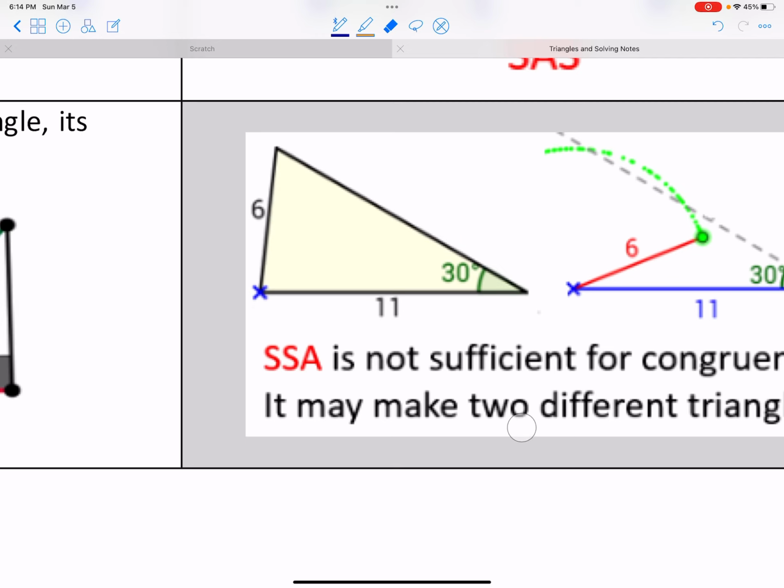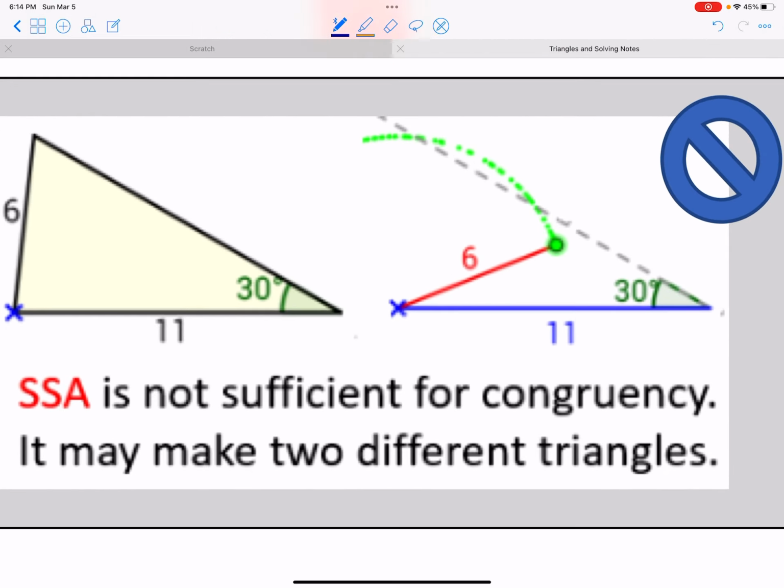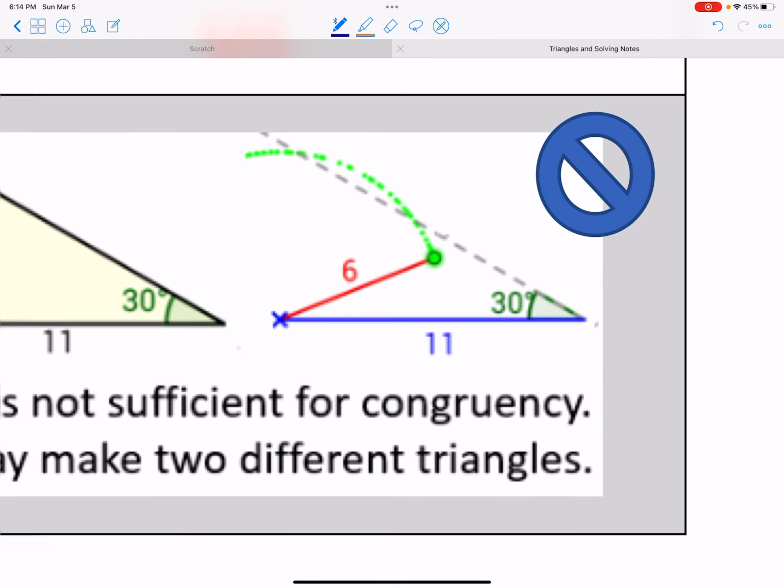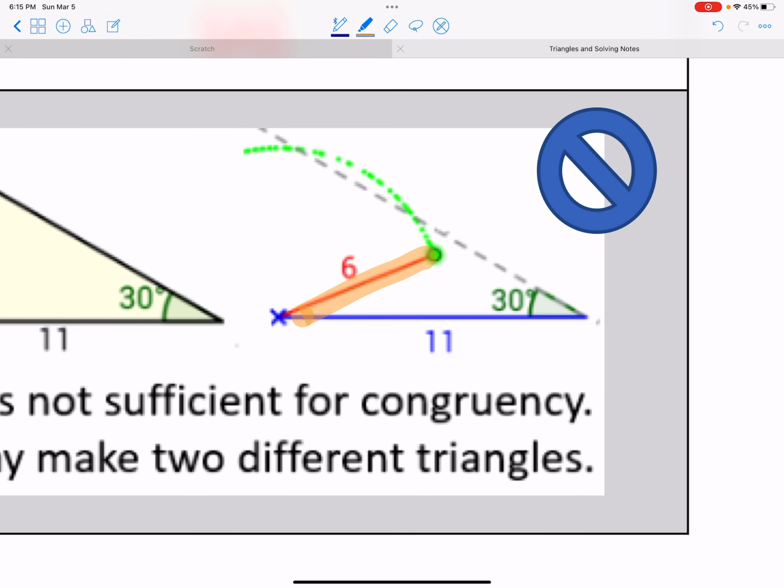That's not going to be sufficient for congruence because 2 triangles could actually be created. So for example, and I put 2 pictures in here, but really this is the one I want to show you. If you have a side, let's say your side length is 6, you have another side, let's say in this case it's 11, and then you have an angle that's not included. So this would be the included angle. A not included angle would be like this angle over here. Then you're not guaranteed to make the same triangle.